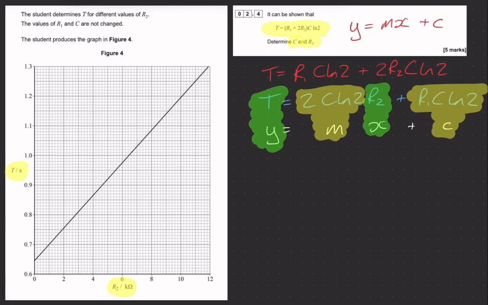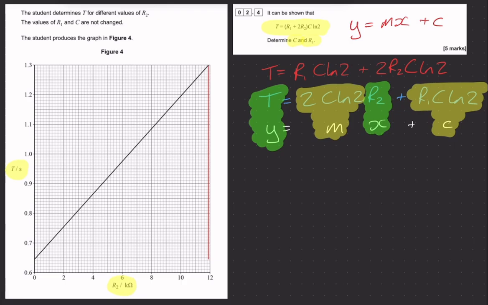I'm going to use pretty much the entire triangle here to get the best possible answer. So using a ruler, I'm going to draw a straight line down there and a straight line across there to form my triangle. And the coordinates at either end of that triangle, on the x-axis we have here 11.9, and on the y-axis 1.3. And on the other corner we have 0 and 0.645.